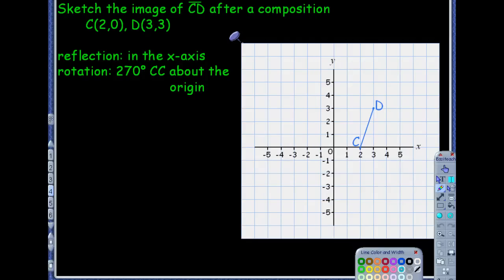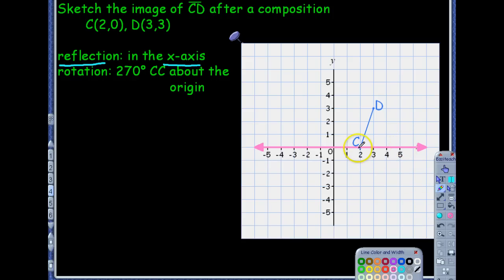Okay, so now we're going to sketch the image of segment CD after a composition. And we've got CD on our graph already. And it says that we're going to first reflect in the x-axis. Now, the x-axis is going to be this axis right here. So we want to first reflect, and then we're going to rotate. Okay, so let's start with our reflection.